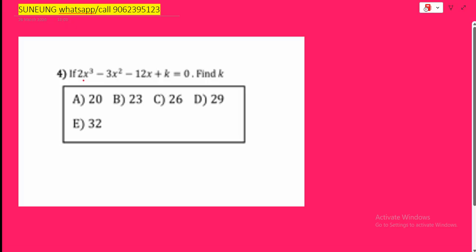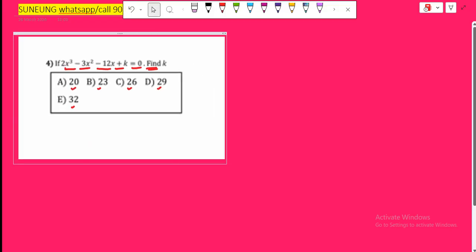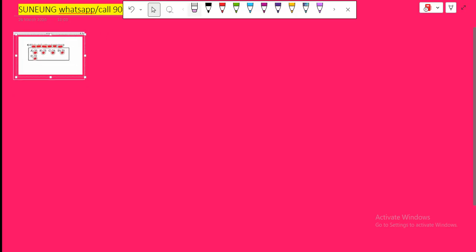Let's read it. If 2x cube minus 3x square minus 12x plus k is equal to 0, then find k. And we have 5 options. Option A is 20, option B is 23, option C is 26, option D is 29, and option E is 32. And we have to select the correct one. Okay, so let's solve this together.